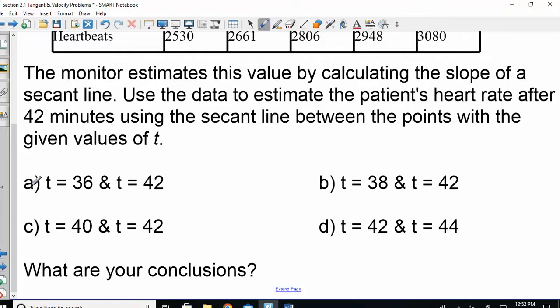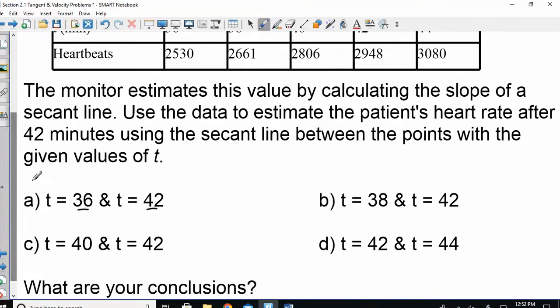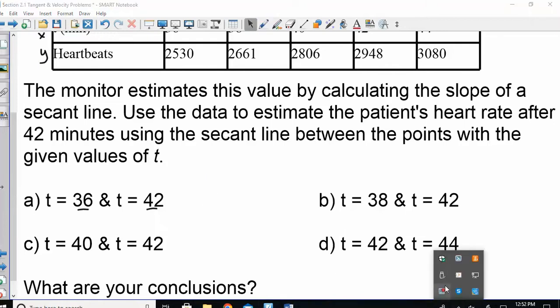A, B, C, D. You can also do A. So I want you to estimate, these are two T values. You're trying to find the slope of the secant line, so you're really just finding the slope. So these are like your X's. Your heartbeats are like your Y. So you have to do Y2 minus Y1 over X2 minus X1.